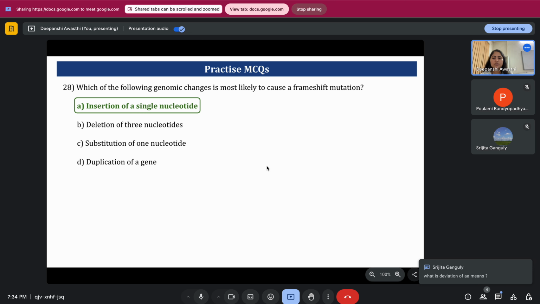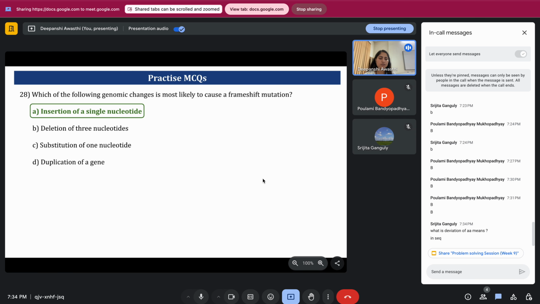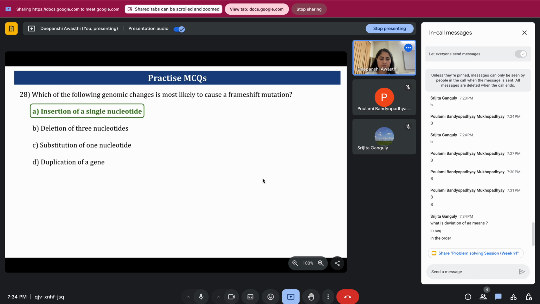Deviation of amino acid. Deviation means change in amino acid. Are you asking about the substitution of one nucleotide? In which perspective are you asking about the deviation of amino acid? In the order? So, the one which I have mentioned here, or are you asking some other question?